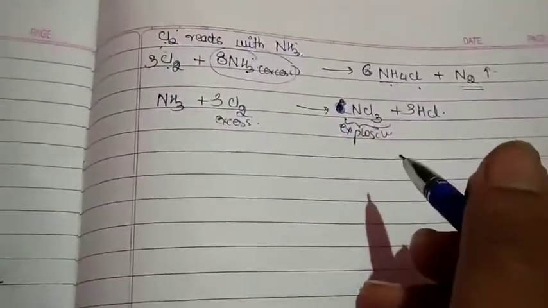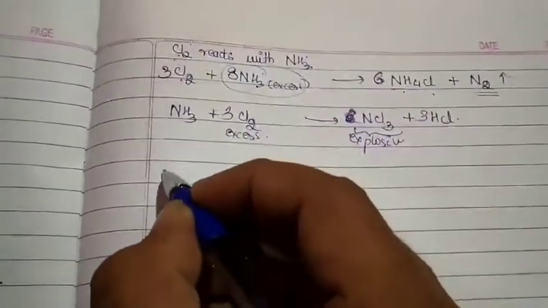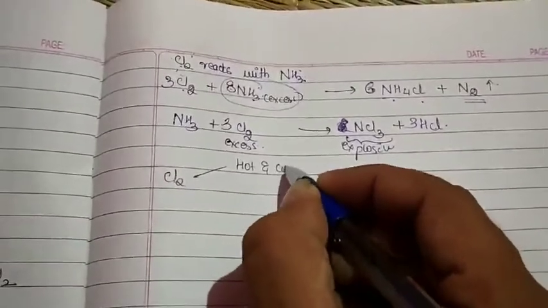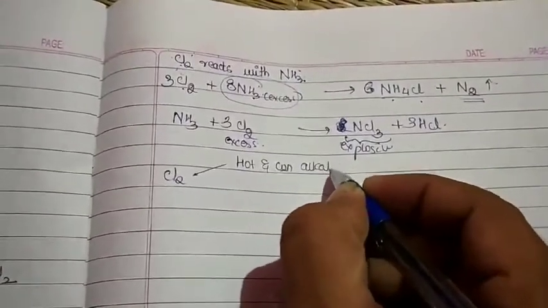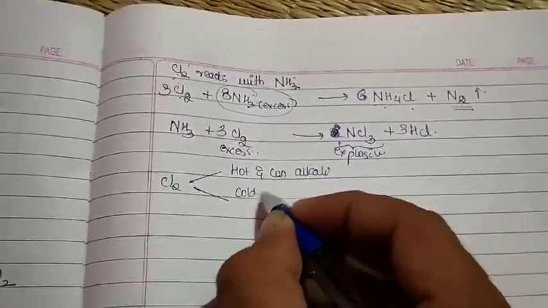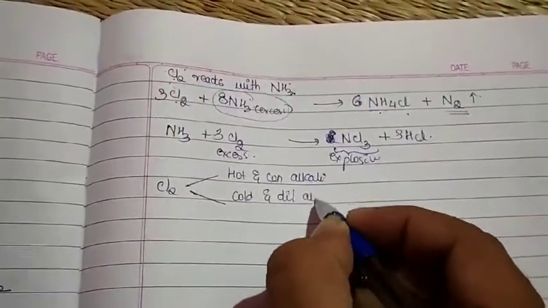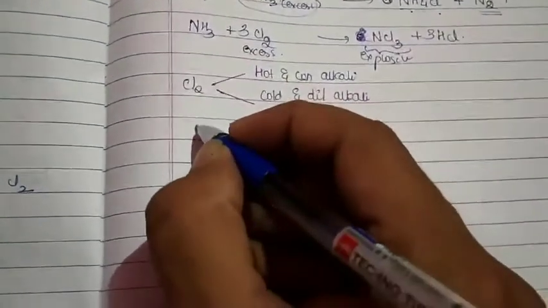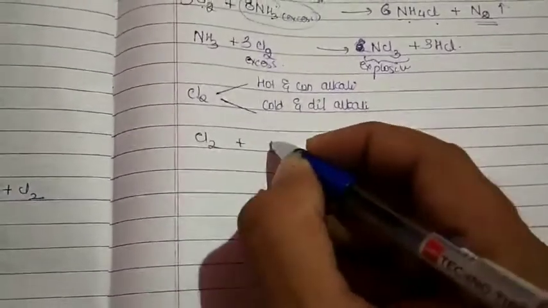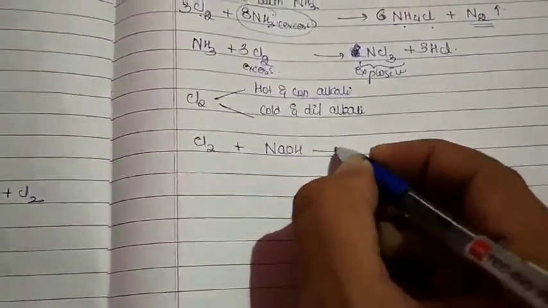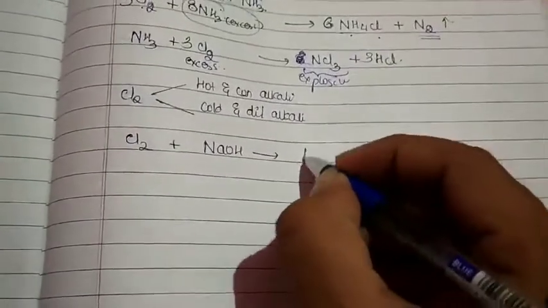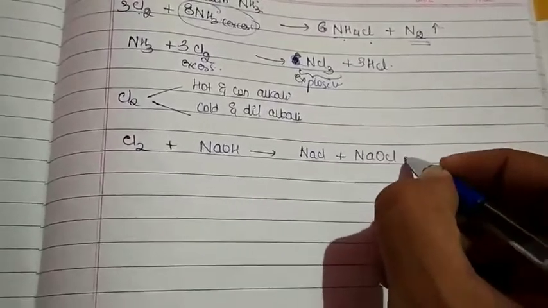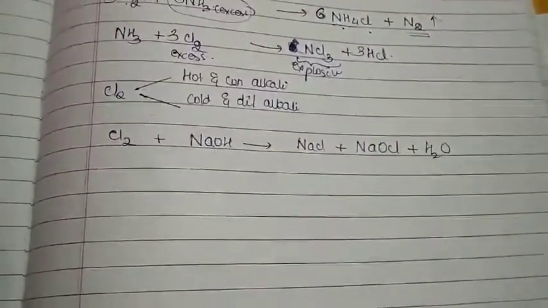The next part we are going to see is what happens when chlorine reacts with hot and concentrated alkali, and similarly with cold and dilute alkali, one of the most important reactions once again. When you treat chlorine with cold and dilute NaOH, we get a mixture of chloride salt and hypochlorite, NaCl plus NaOCl plus H2O.